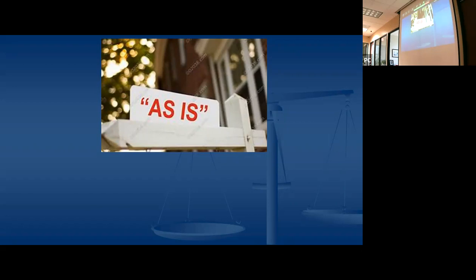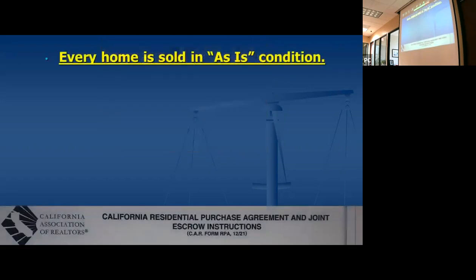The problem is it is not the correct view. As is applies, you'll read it right there in the RPA, to every single property that closes escrow; it is considered an as-is transaction. It is what it is when it closes escrow. And so that's good to keep in mind and maybe be careful about those signs.